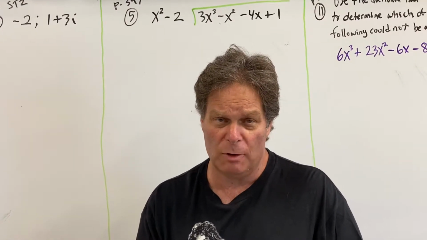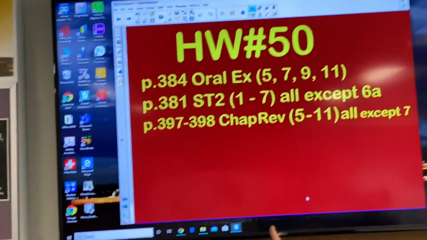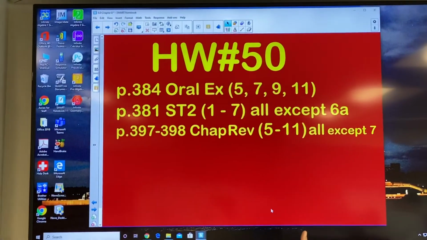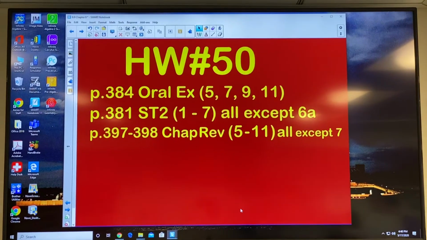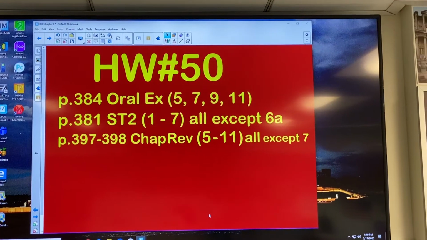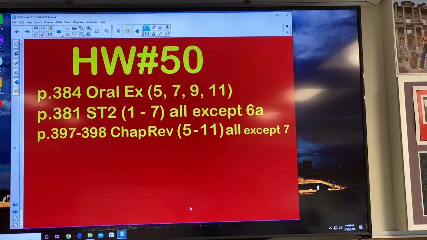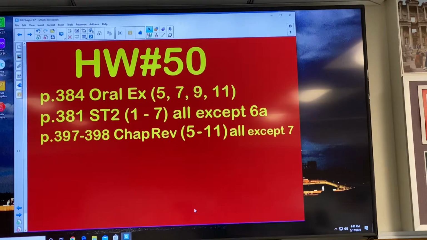So I'm going to do a few problems from homework 50, which is right up there. Homework 50: page 384, oral exercises 5, 7, 9, 11. Page 381, self-test 2, 1 to 7, all except 6A, and page 397 to 398, chapter review, 5 through 11, all except 7. And we're going to do those.